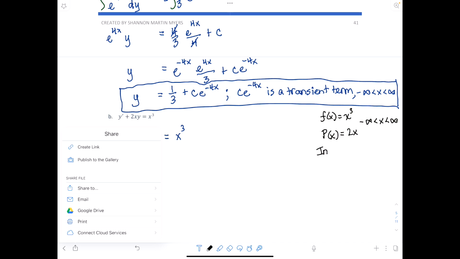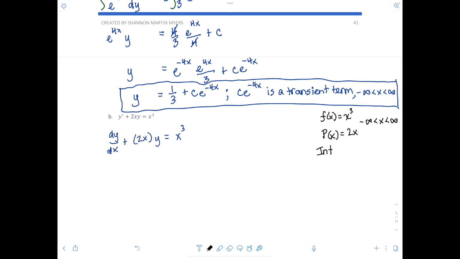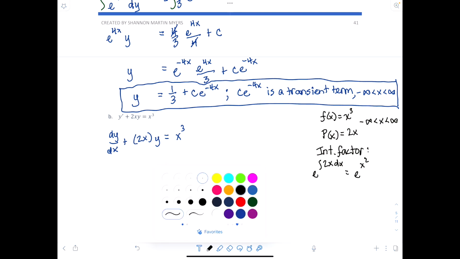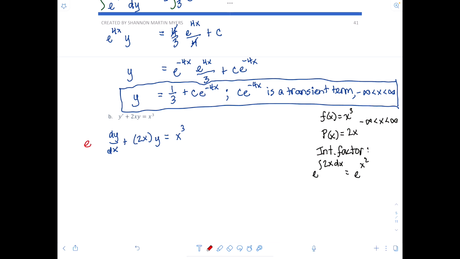And our integrating factor will be e to the integral 2x dx, which, when we integrate that, we would get what? Beautiful, e to the x squared. And then multiplying both sides by our integrating factor and trucking along.